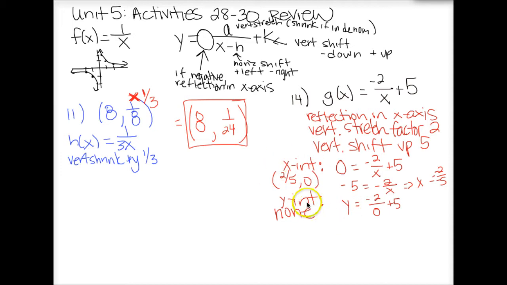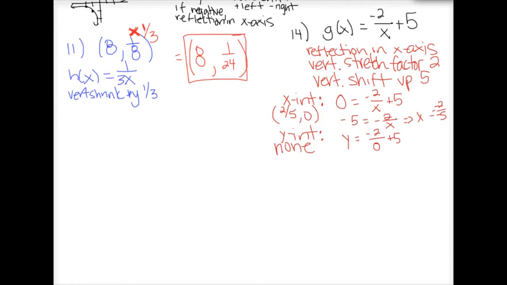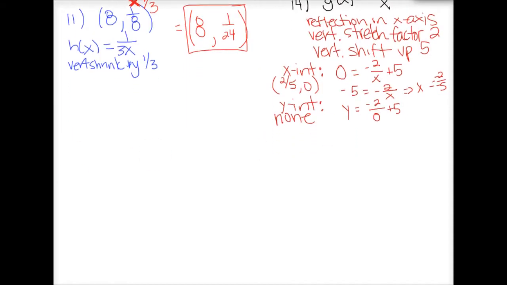It also asks for my asymptotes. My asymptotes, I'm going to be able to see here when I go to graph. You can also get them from simply looking at the equation. In this case, I have a vertical shift up 5. I do not have a horizontal shift.